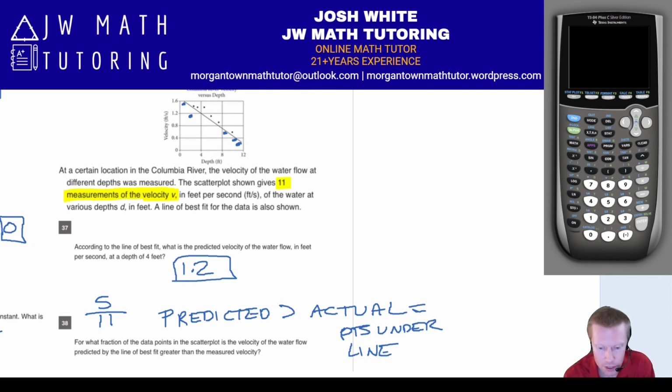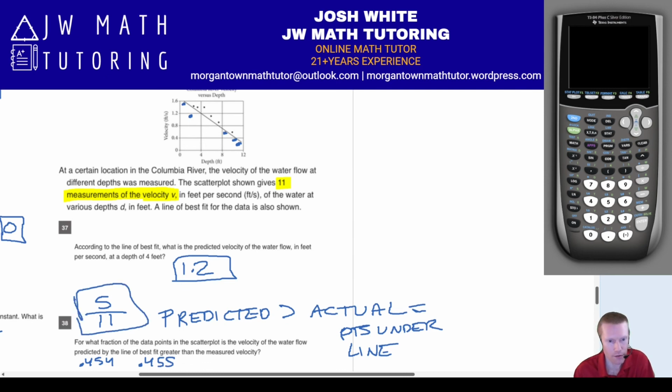However, if you wanted to grid it in as a decimal, you could also do 0.454 or 0.455. In other words, you could truncate it, which is the first number, or you could round it, where it would go to 0.455. So any of these three would be acceptable.